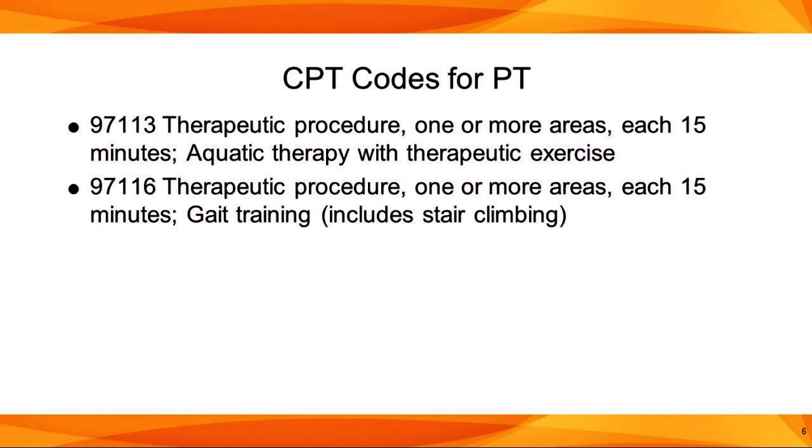97116, therapeutic procedure, 1 or more areas, each 15 minutes. Gait training includes stair climbing. So if you charge 97116, in your note, in your objective systems, you should have comments about gait cadence, whether their steps are equal, their stability when they're walking, what kind of assistive device they're using, if any, how they get up and down the stairs. Do they do it with 1 rail? Do they do it with 2 rails? So you should have gait-specific documentation if you're using this code.